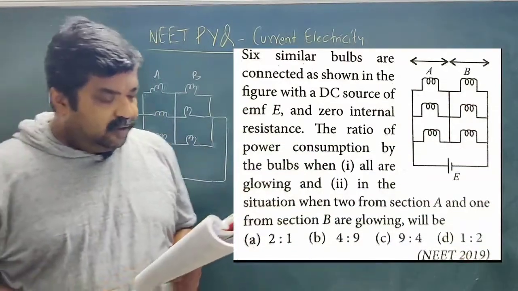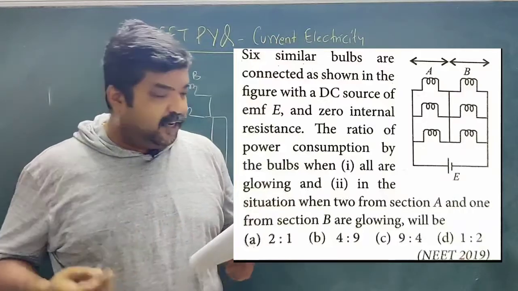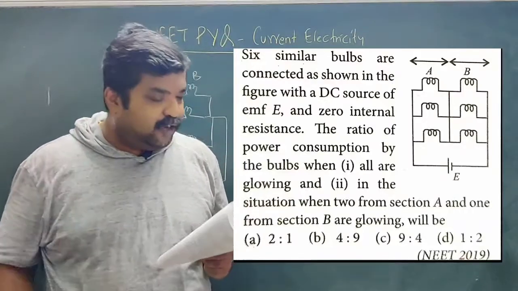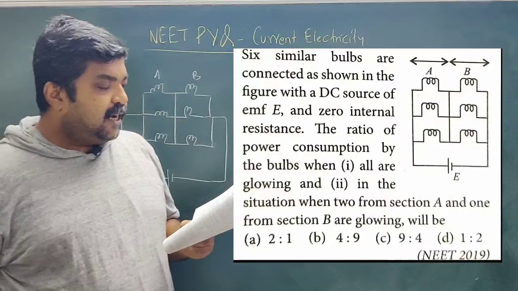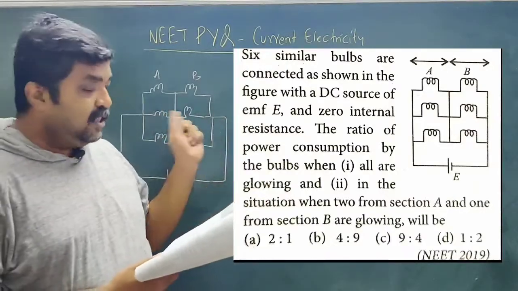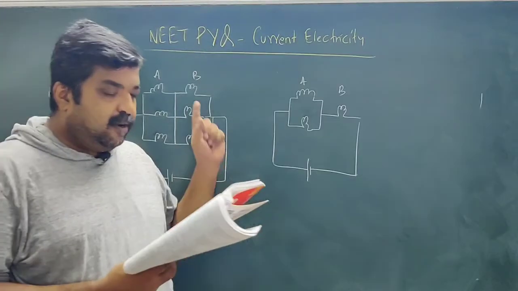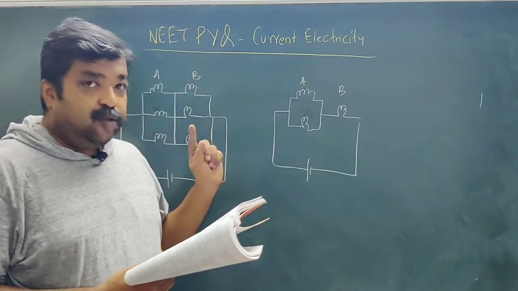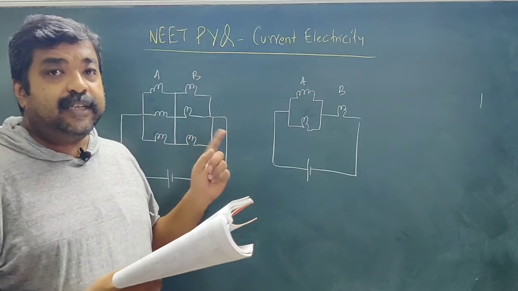So next question, this question appears to be a very long question, but it is not so actually. 6 similar bulbs are connected as shown. Okay, this diagram is given. 6 similar bulbs are connected. So similar bulbs means they will have the same resistance.